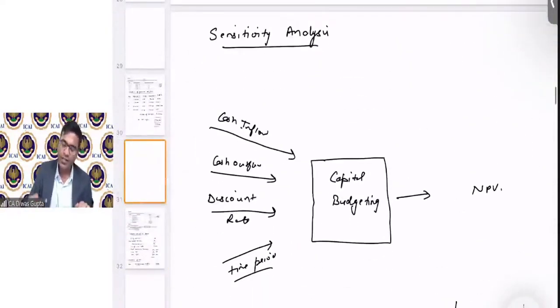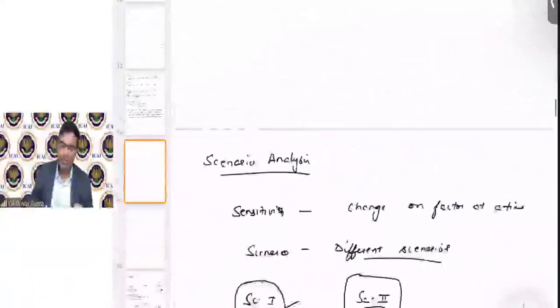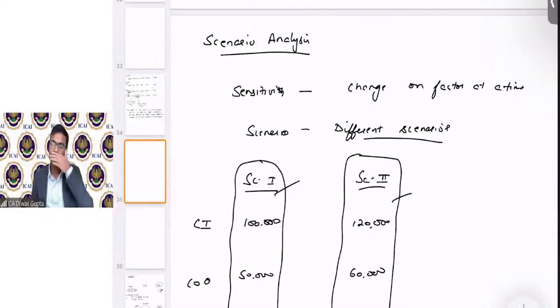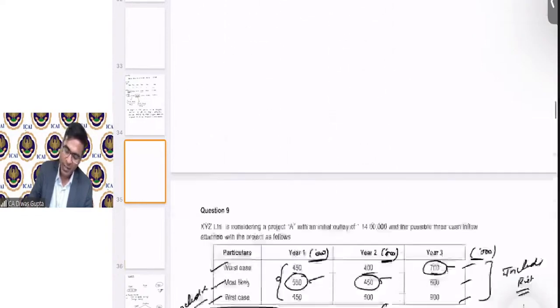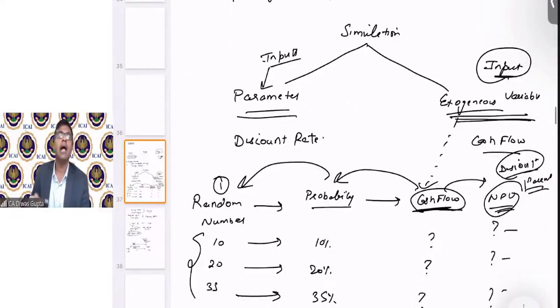Then finally, we went on with the sensitivity and scenario analysis. Sensitivity, students, we discussed that if capital budgeting is a model, there are different types of inputs. What is the change in input that will lead to the change in output, and what is the measure of that? That is given by the sensitivity. Today, we solved certain questions on sensitivity as well. Scenario, we said that if more than one variable changes at a time, that is a different scenario, and hence this comes under scenario analysis. Sensitivity is one change of variable at one time. Then we studied simulation. I'm not repeating the simulation again because we have built our discussion through the use of random numbers, through the use of exogenous variables and parameters.